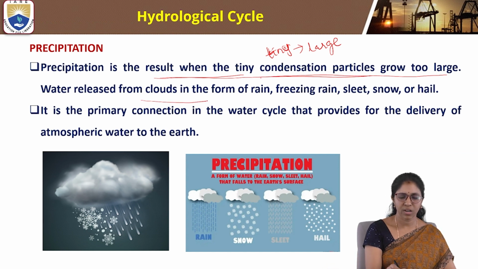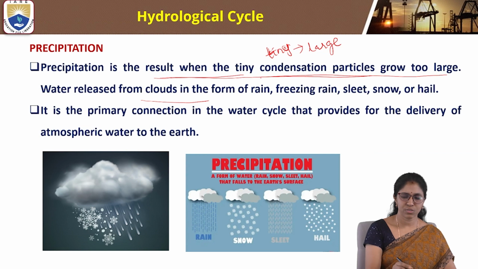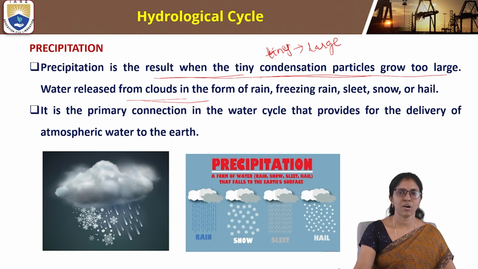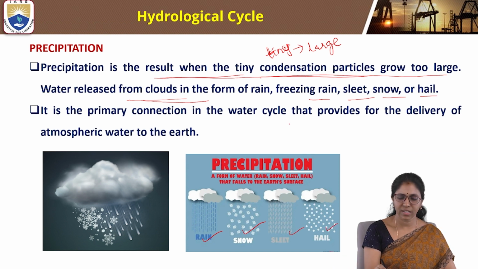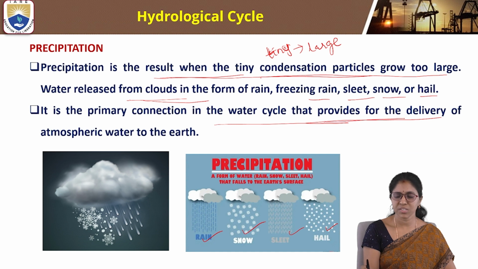Water is released from clouds in the form of rain, freezing rain, sleet, snow, or hail. So it comes in different forms like rain, snow, sleet, and hail. It is the primary connection in the water cycle that provides for the delivery of atmospheric water to the earth.